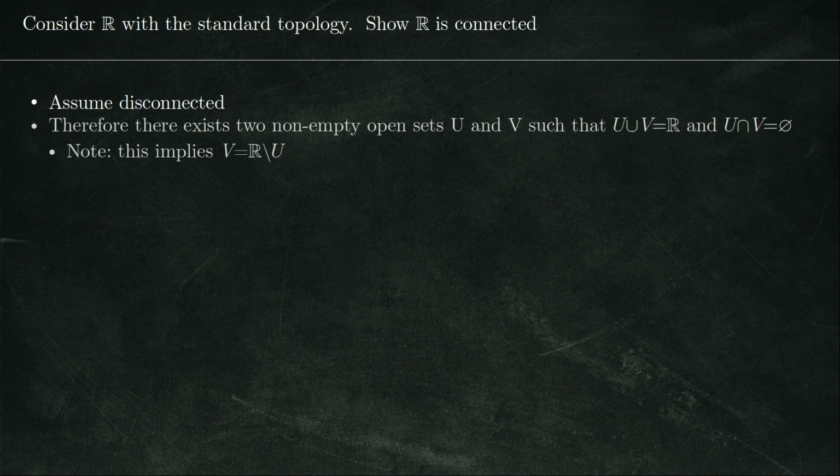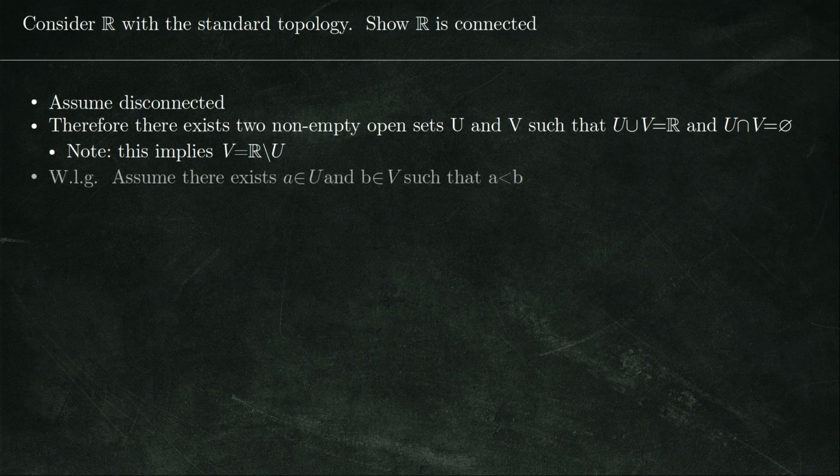So we're going to start by assuming that R is disconnected. Then, because it's disconnected, there are two non-empty open sets, U and V, such that the union of U and V is R, and the intersection of U and V is the empty set. So U and V are disjoint. And note that this implies that V is the complement of U, and vice versa.